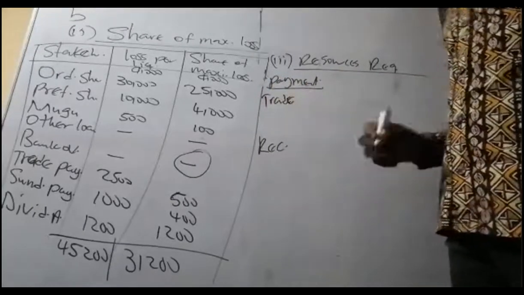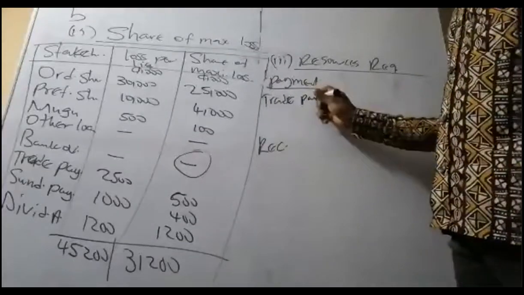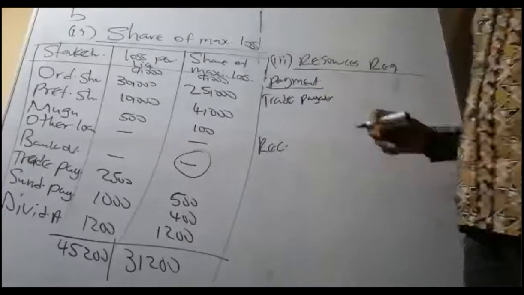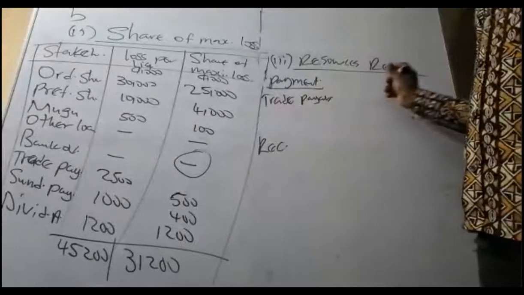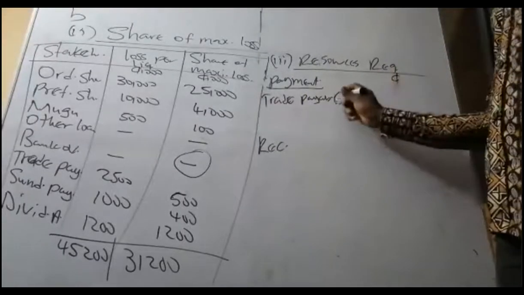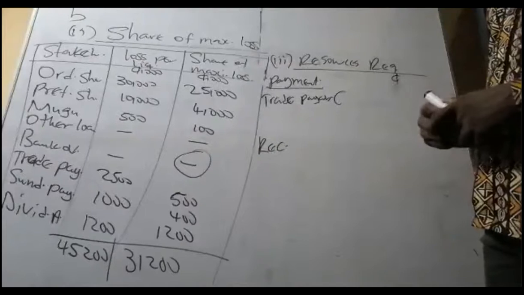So right here, trade payable, that means I will pay them. Discretionary, you can maintain them. So trade payable. Payment, you open your brackets, tell the examiner their position before. What's the position before?